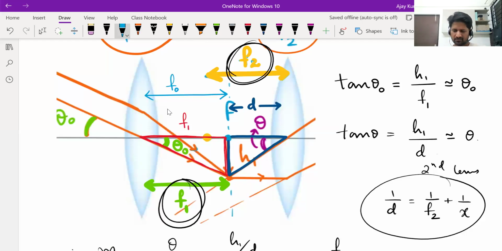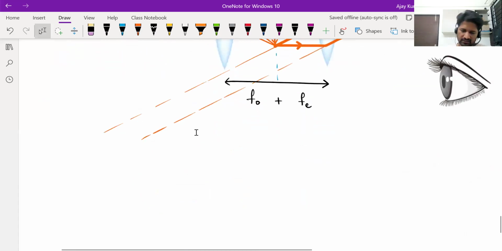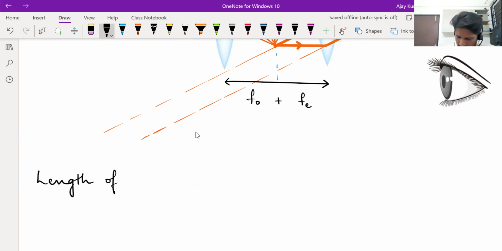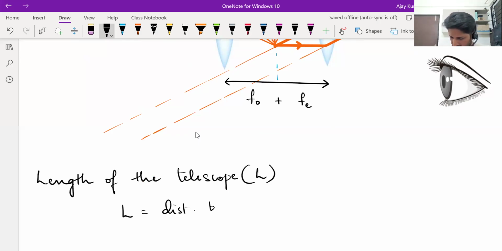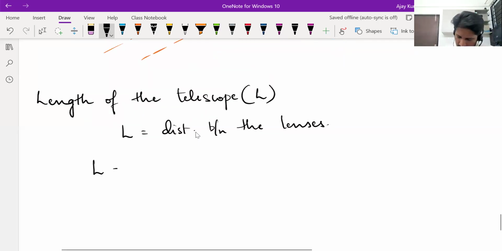Now, why am I spending time on the distance between the lenses? Because in case of a telescope, there is a term called the length of the telescope. It is defined as the distance between the lenses. So generally, L is equal to the focal length of the objective plus the object distance for the second lens. This is the basic formula for length.